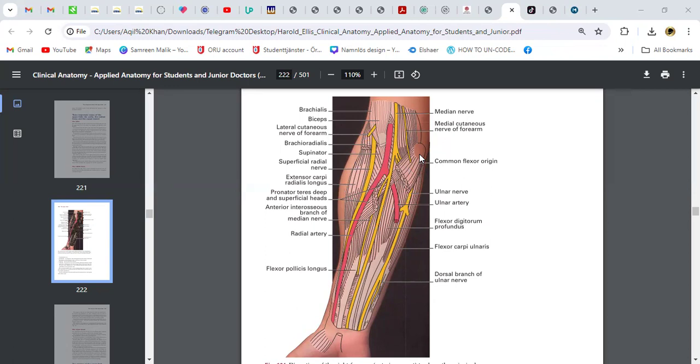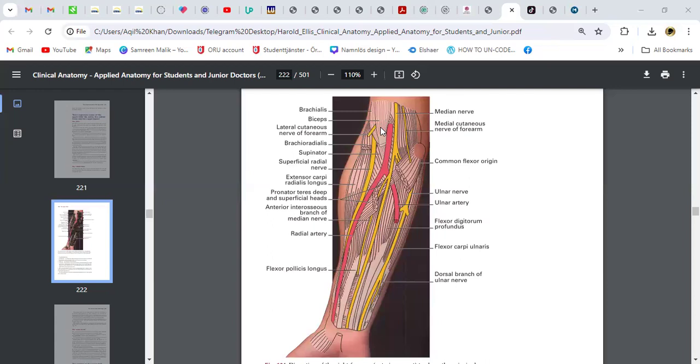Let me try explaining the structures that I can point out to you. So the contents of the cubital fossa are, from medial to lateral, very simple: first comes the median nerve. Here, the median nerve is labeled. Then comes the brachial artery. See, this is the brachial artery: median nerve, brachial artery, and the tendon of biceps brachii. So from medial to lateral: median nerve, brachial artery, biceps brachii tendon.